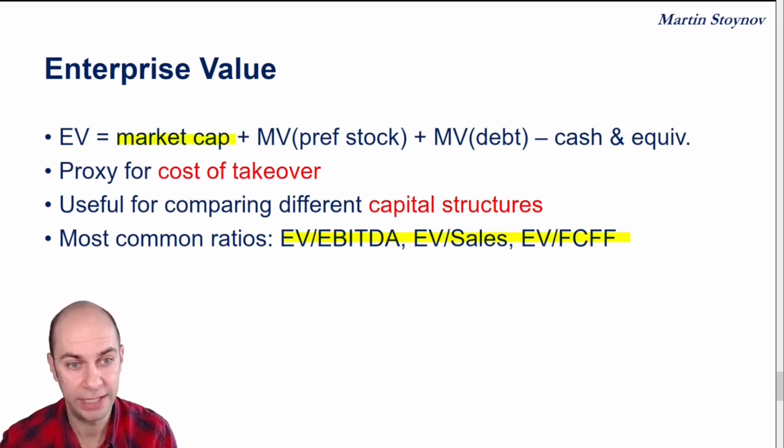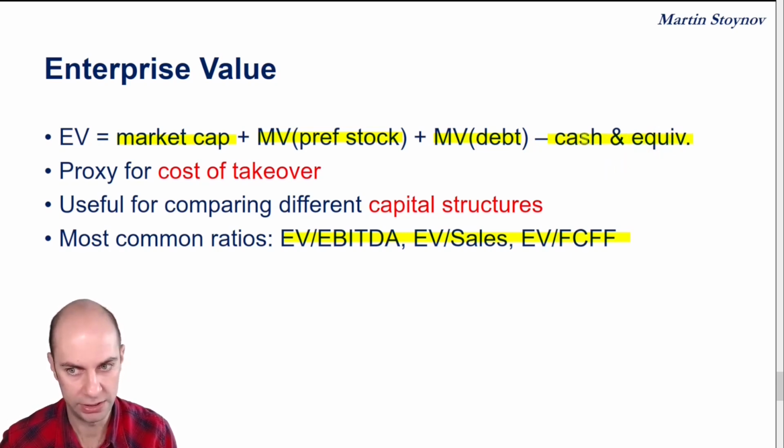You're going to have to take the market capitalization of the stock, which of course is the value of the equity. So take the share price times the number of shares outstanding. Then you have to take the market value of preference shares, if there are preference shares in the capital structure, add the market value of short and long-term debt, but subtract cash and cash equivalents.